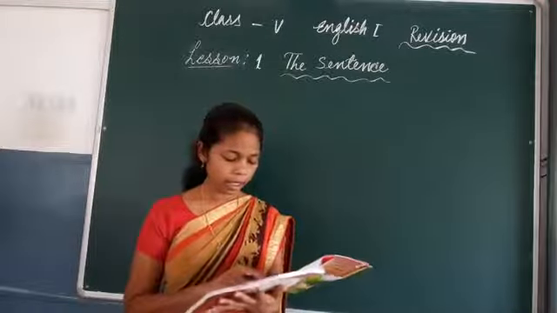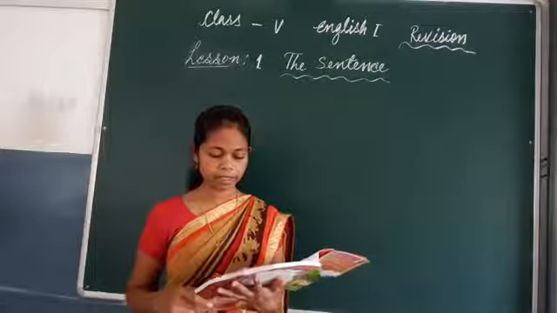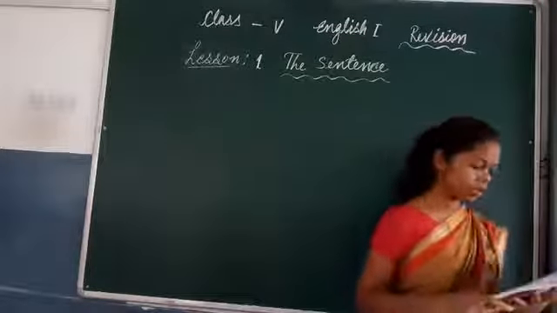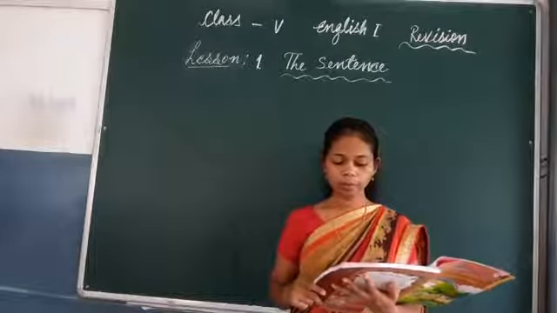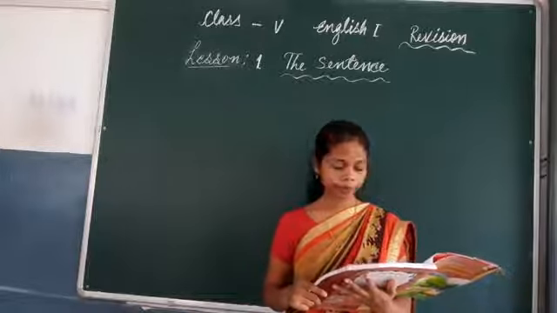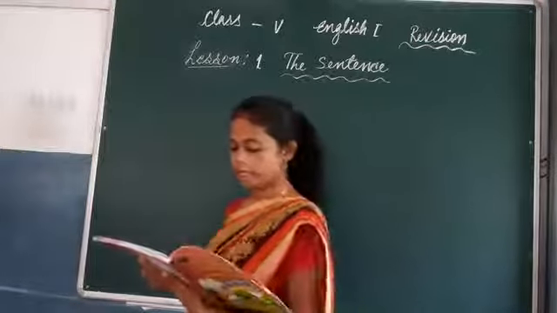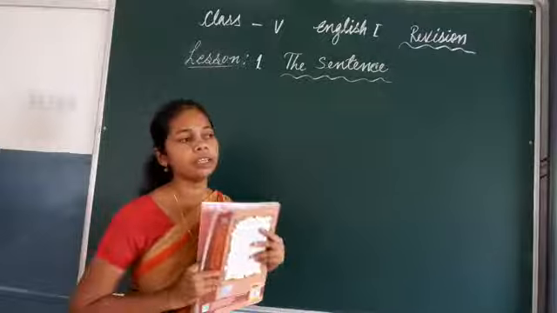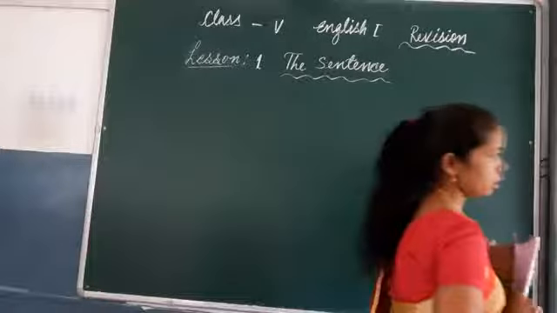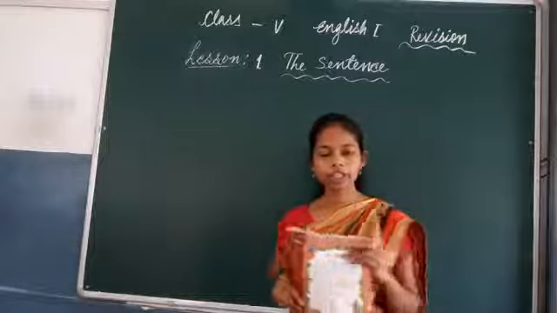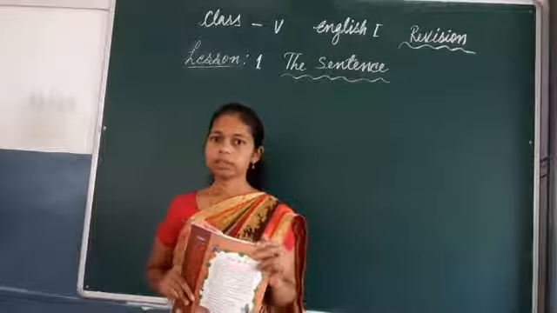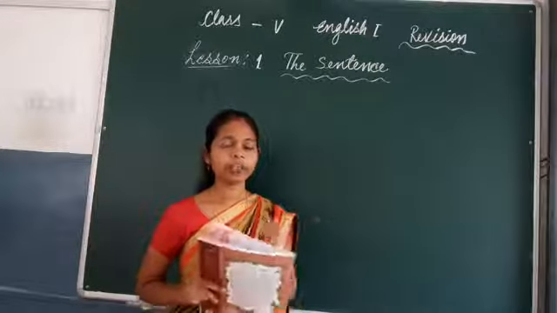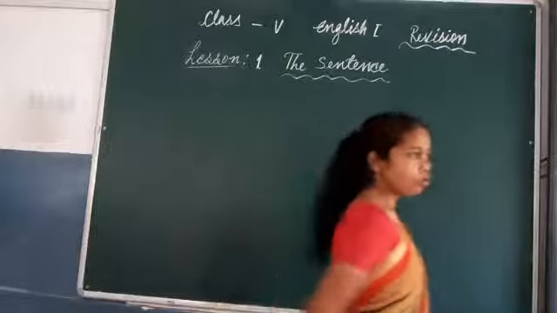The words in the left column do not make sense. The same words in the right column make sense. That is because the words in the right column have been placed in their proper order. Such groups of words are called sentences. So just now we have seen the group of words. We heard the definition also: a sentence is a group of words that make complete sense.